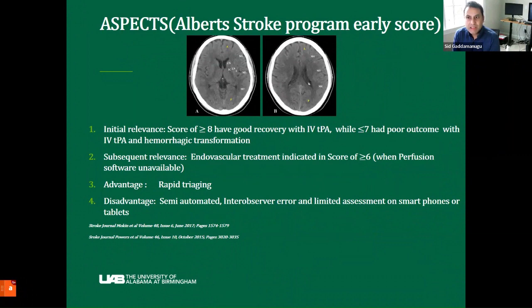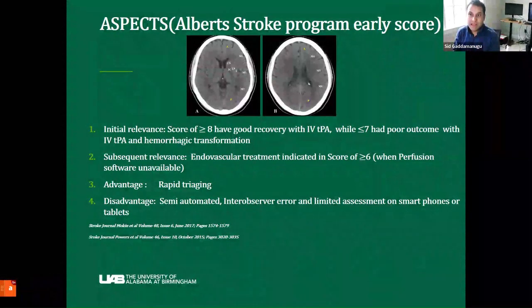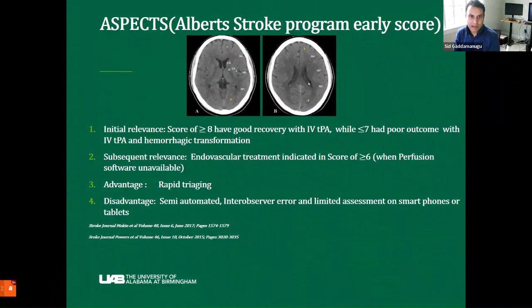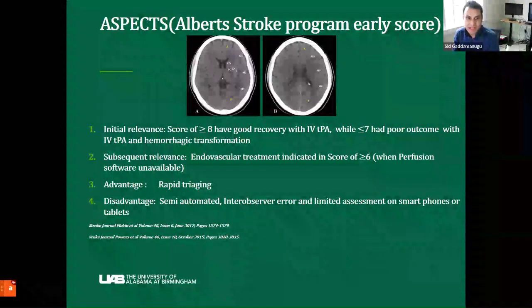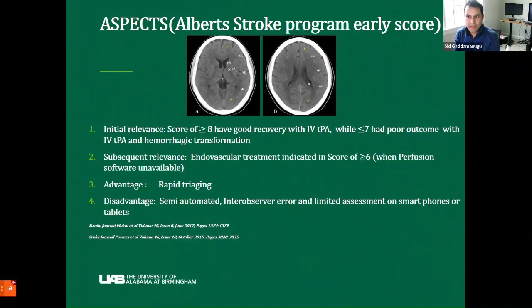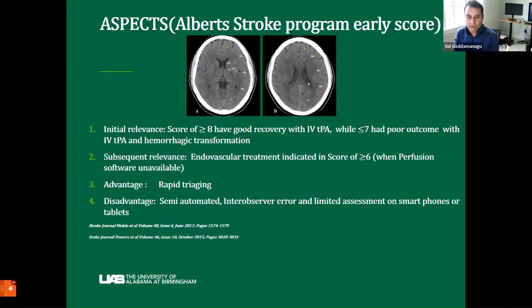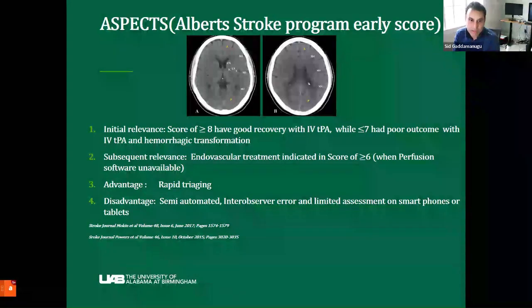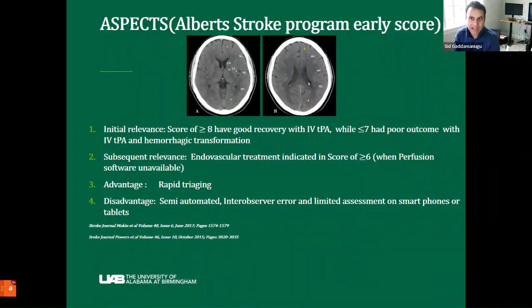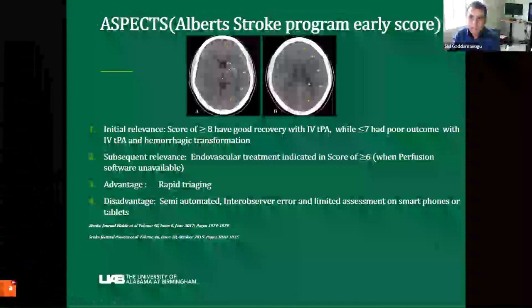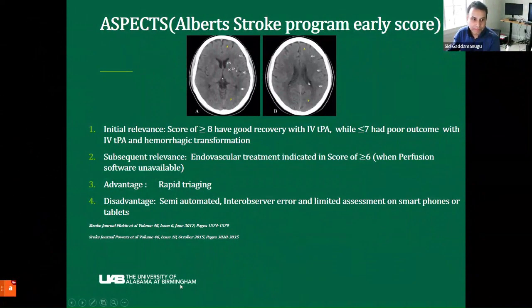The advantage of the ASPECTS in comparison to CT perfusion techniques is that it's a rapid triage. You can quickly do a non-contrast head CT, exclude hemorrhage, and look for the ASPECT score. A high ASPECT score means that the patient can go for endovascular treatment. Obviously, it has a significant disadvantage because it's not automated. It's prone to errors from inter-observer variations, and it has limited assessment ability on smartphones or tablets.